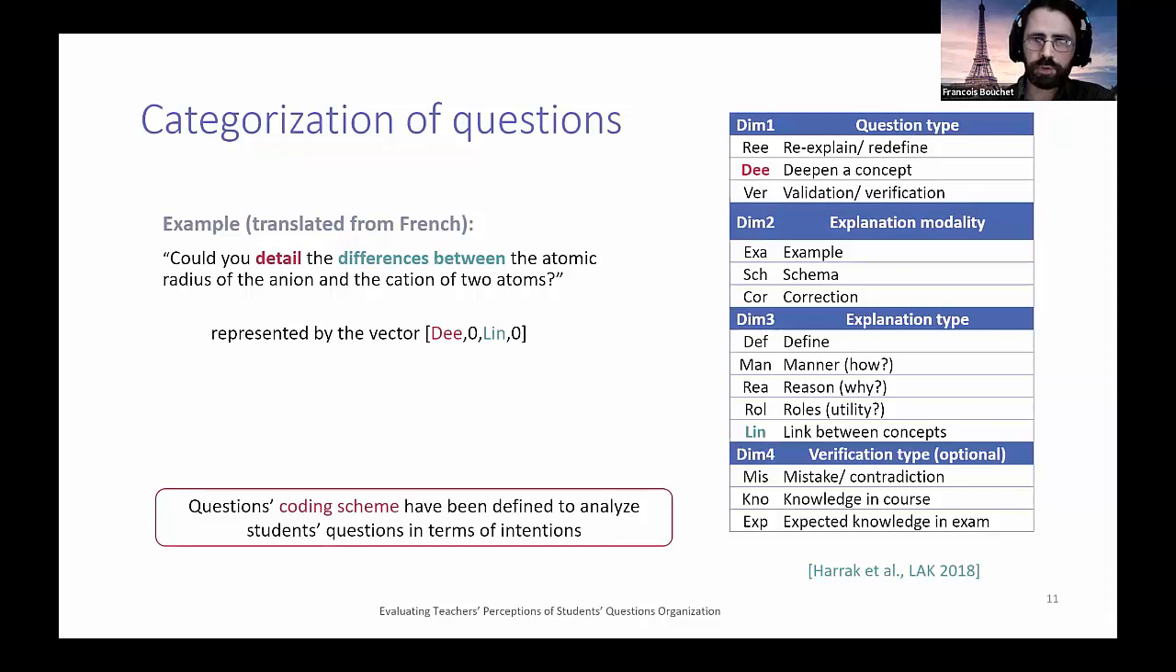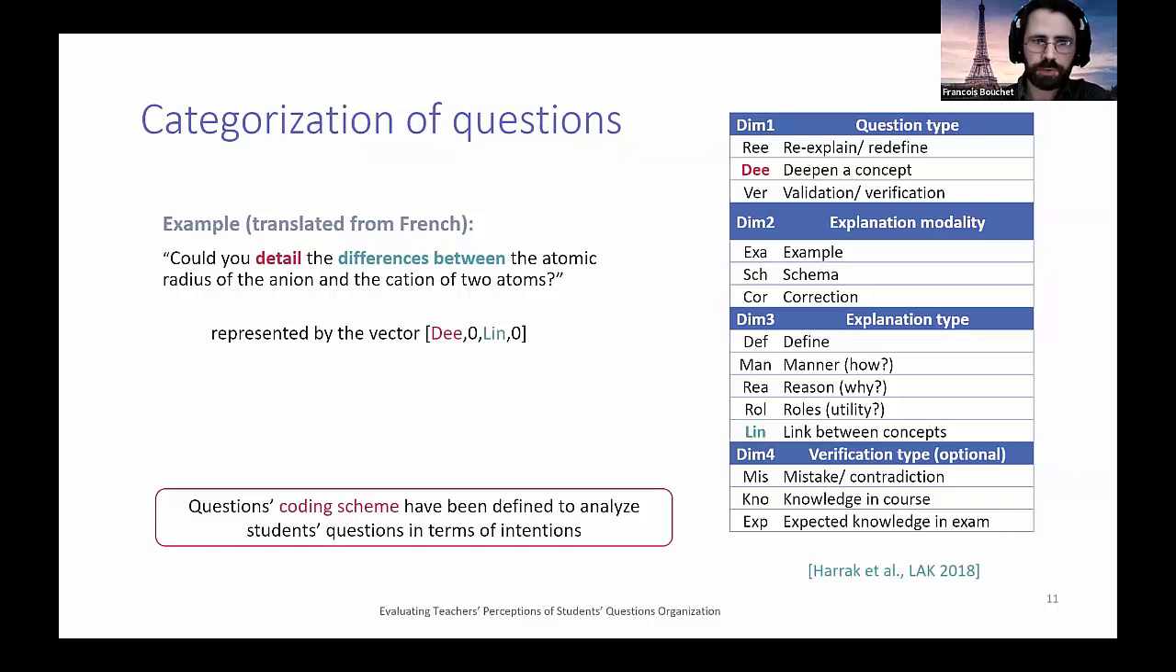Quickly, in previous work, we proposed a coding scheme. That was, I think, at LAK 2018 in Sydney. We proposed this coding scheme that is made of 4 mostly independent dimensions. We have NLP tools that help us to automatically tag a question according to these dimensions. The idea behind this coding scheme is that we want to provide question categories that take into account the student's intention. So we want to help feed the teacher's reflection in order for them to react differently to students' questions, and to maybe group questions based on these intentions.